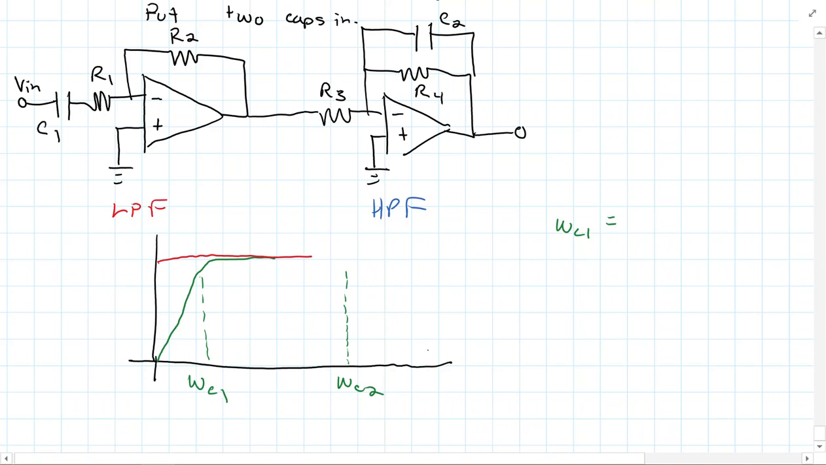This is my low pass filter. This is my high pass filter. I mean, the figures were drawn fine, but what I said was wrong. And then the green is the overall result. So what I want to say here is omega C1 is actually the cutoff for the high pass filter, and then omega C2 is the cutoff for the low pass filter.